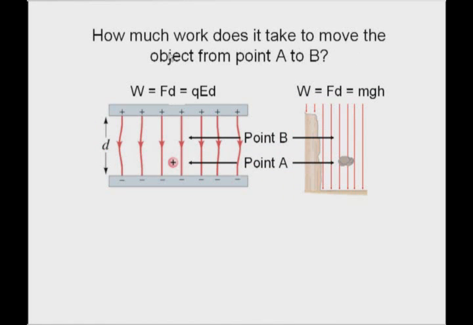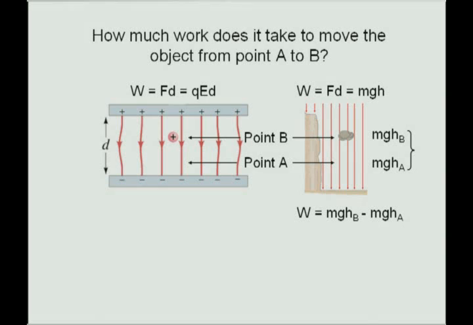We're also looking at how much work it takes to move an object from one plate to the other. Today we're going to look at moving an object between point A and point B inside of a field. So lifting my rock up, I started with this potential energy, I'm ending with this potential energy. We can subtract these potential energies to find the work that's done lifting the rock. I can factor out the mg and rewrite this as mg times the change in height for the work done. Remember, this is also the potential energy that you're gaining as you're lifting it up.